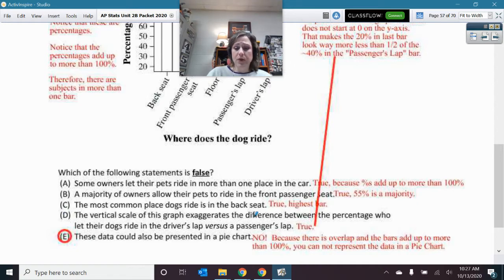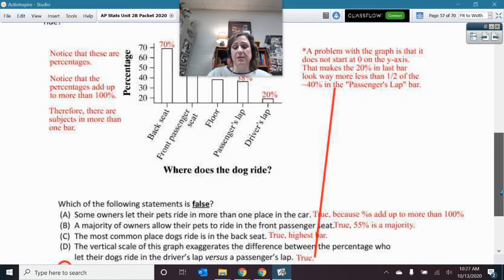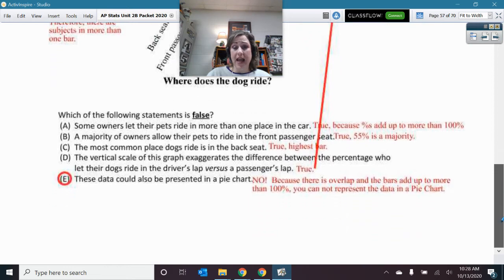Now, I do want to point out why D is true. It says that it exaggerates the differences between the dogs riding in the driver's lap versus the passenger's lap. If you take a look at this, that's 20%. Well, that does not look like just about half of this. So almost half, but it doesn't look like half. And that's because over here on the y-axis, we're not starting at 0 like we should be. So that height is not as tall as it should look, and it looks like a fourth as much instead of about half as much.